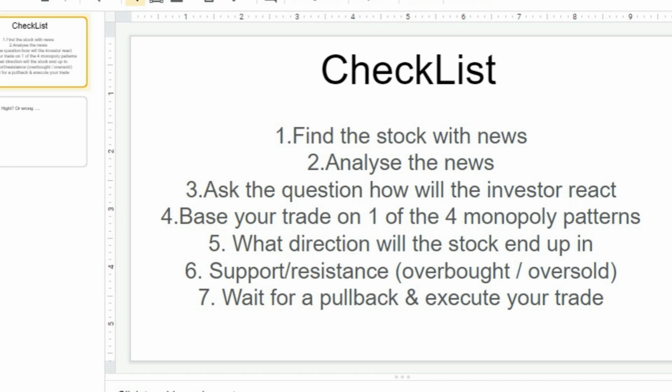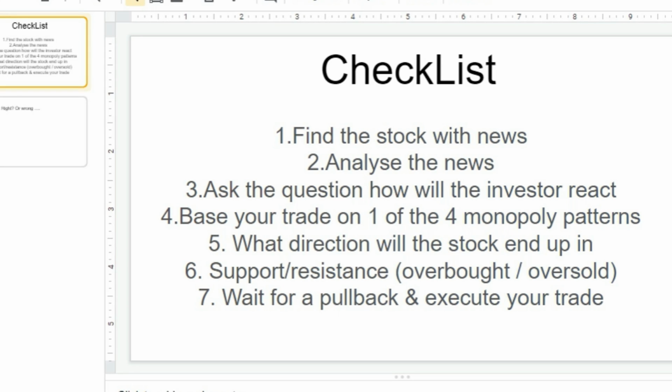So I gave you guys 4 patterns that come up time and time again with earnings. Patterns are just behaviors that occur time and time again, every single day in a single stock. What direction will the stock end up in? We talked about that. Support and resistance, you have to ask your question, where's the support, where's the resistance? And that's simple, anybody can do that. And then wait for the pullback and execute your trade.